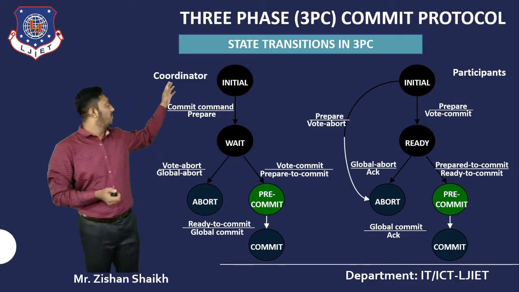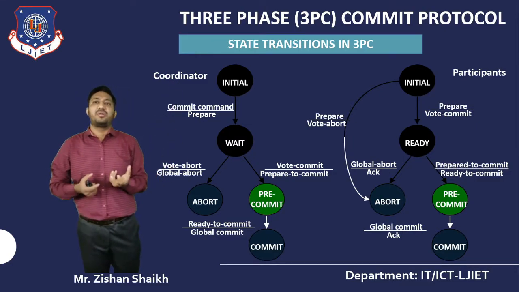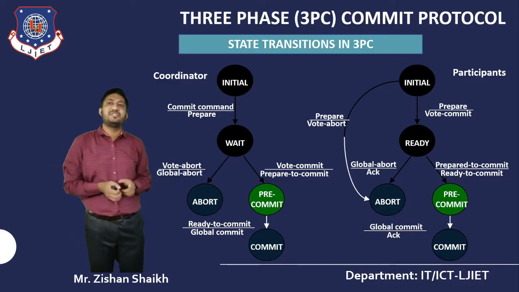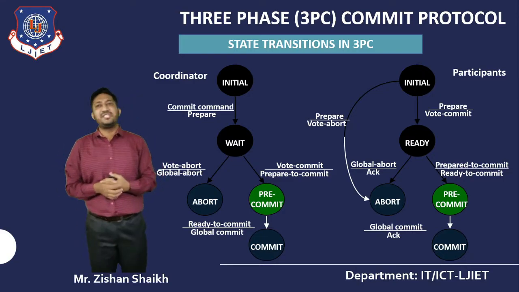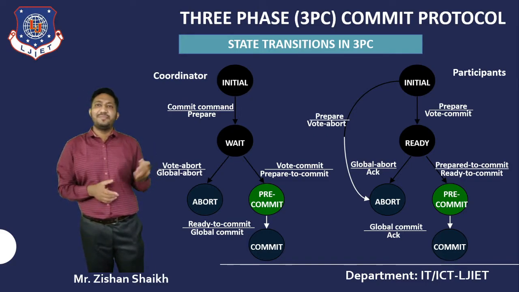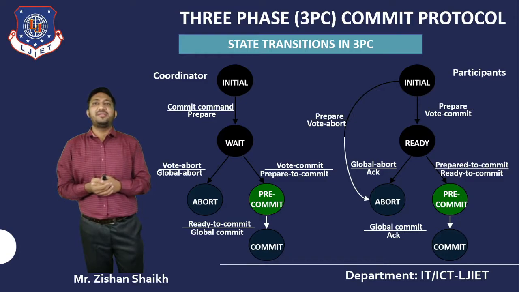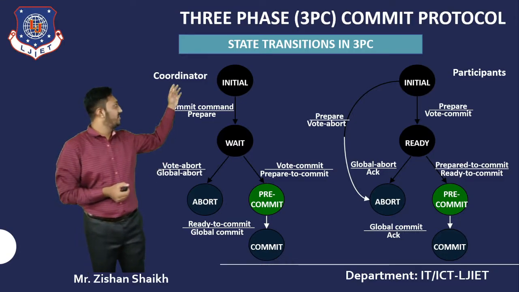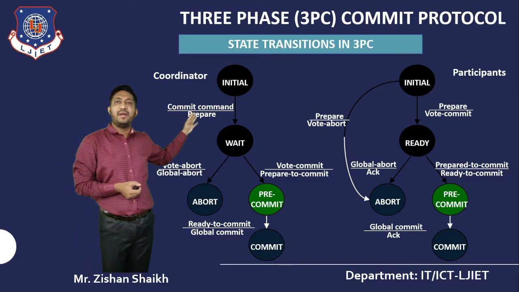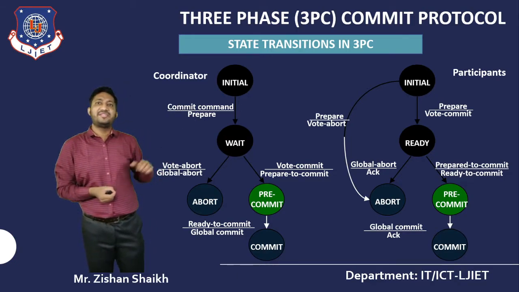Initially, the coordinator is working in the initial state. That means it is ready to work and send the prepare message to all the participants. We can say that the coordinator works as a master and the participants work as slaves. If our coordinator is ready to work, it is ready with our commit command. The commit command will be written in its log, and then it sends which message?